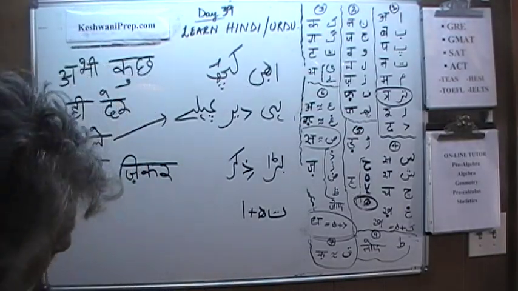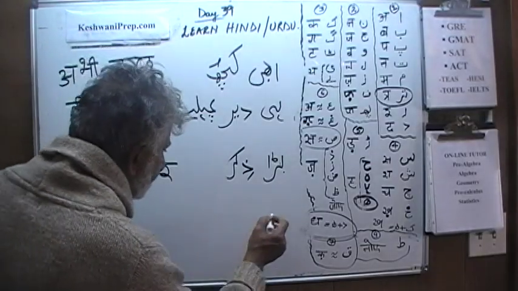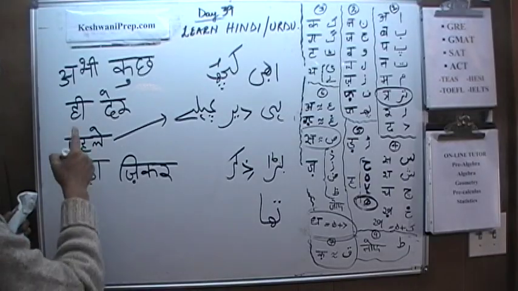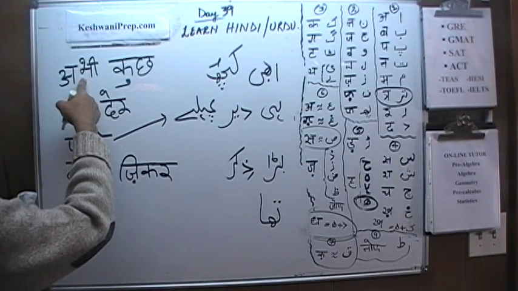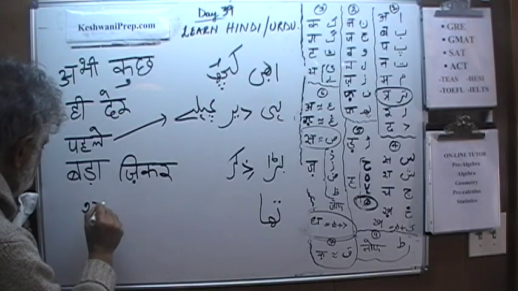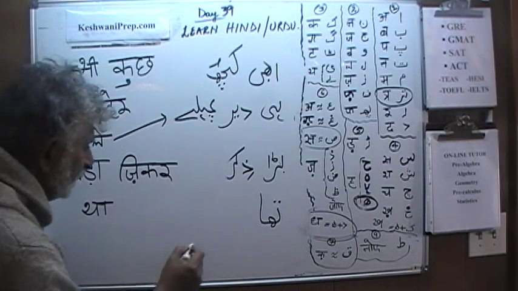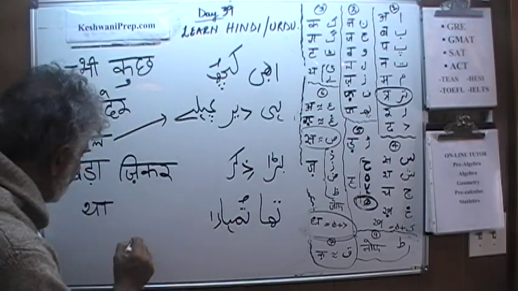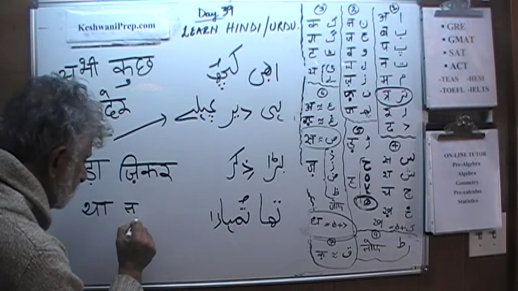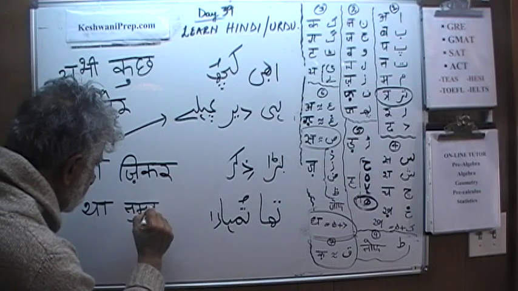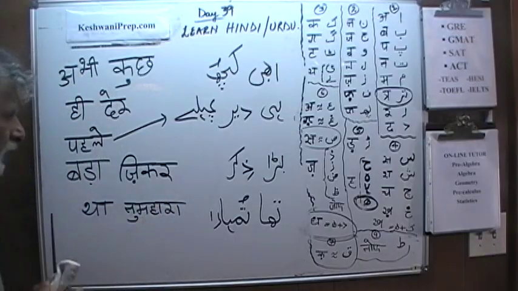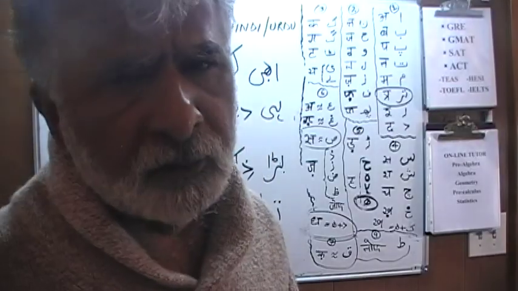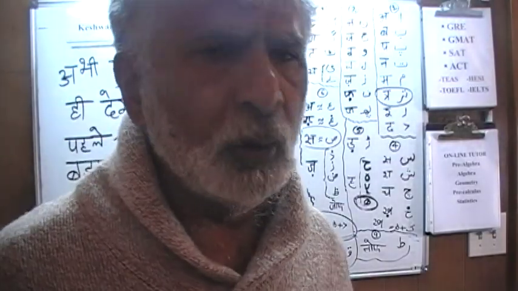So when you combine it together, it looks like this. Tha. Is it a tha or a bha? That's a bha. Tha. बड़ा जिक्र था तुम्हारा. तुम हा ra. We have done this before, so I'm not going to take the time. तुम हा ra. अभी कुछ ही देर पहले बड़ा जिक्र था तुम्हारा. Just a little while ago, we were just talking about you.